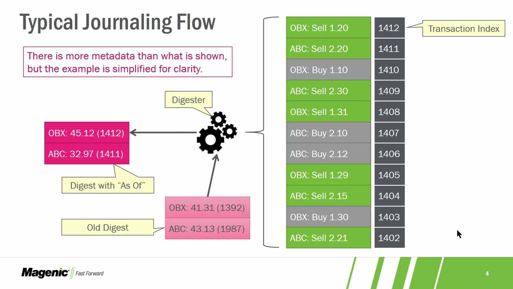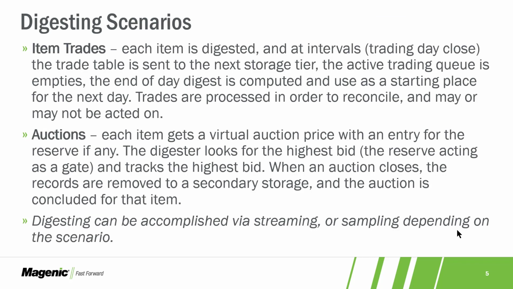Now, the actual math for computing buying and selling is way more complicated than I've shown here. But we're just assuming the digester knows how to properly implement the algorithm for determining a stock price. And the idea is that the previous digest feeds the next digest and so forth. Okay? So, again, some common digesting scenarios on item trades and auctions.